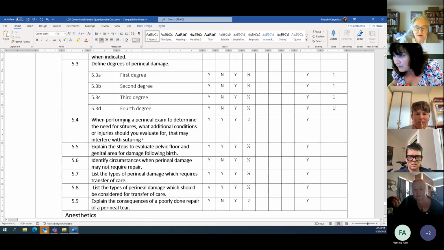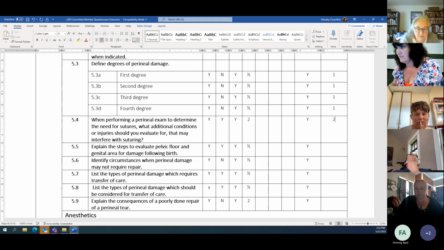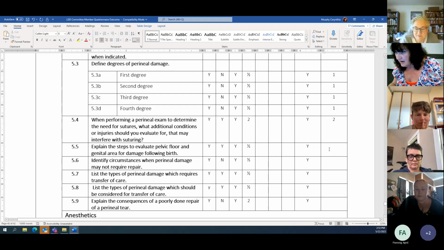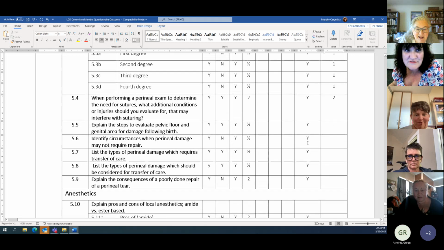Okay. When performing a perineal exam to determine the need for sutures, what additional conditions or injuries should you evaluate for that may interfere with suturing? Everybody said a 2. We good? Mhm. Okay. She's like, we're going to be done by 4 o'clock if it kills me. We are almost done. I know.